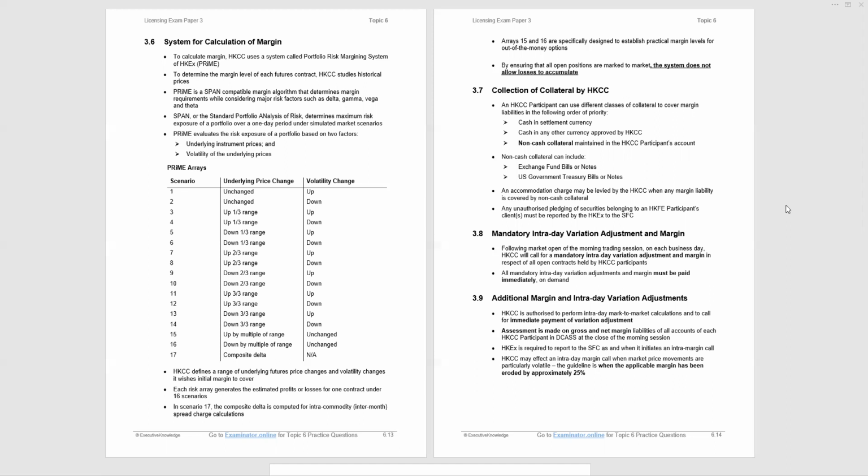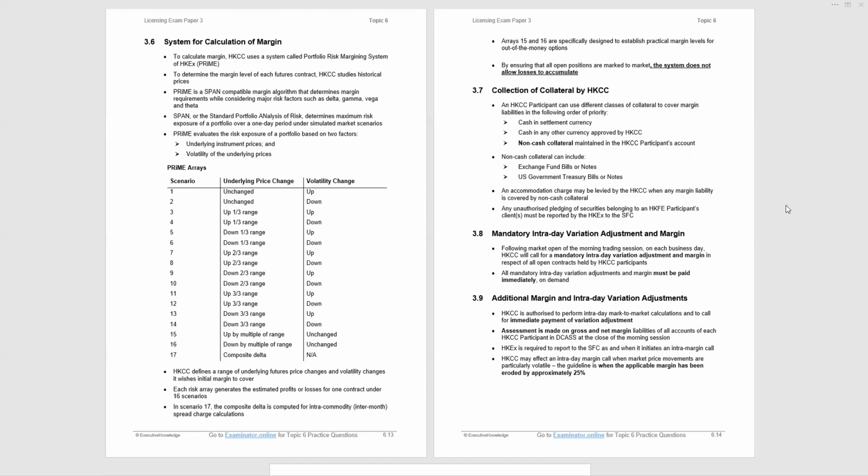3.7, collection of collateral by the clearinghouse. We're told that the clearing parties can use different classes of collateral to cover the margin liabilities. The order of priority, cash in the settlement currency, we've seen this before, cash in other currency approved by the clearinghouse, and non-cash collateral maintained in the clearing participant's account. Non-cash collateral, now we're repeating ourselves, can include exchange fund bills or notes, that's Hong Kong exchange fund bills or notes, or US government treasury bills or notes. As I said, that was covered previously.